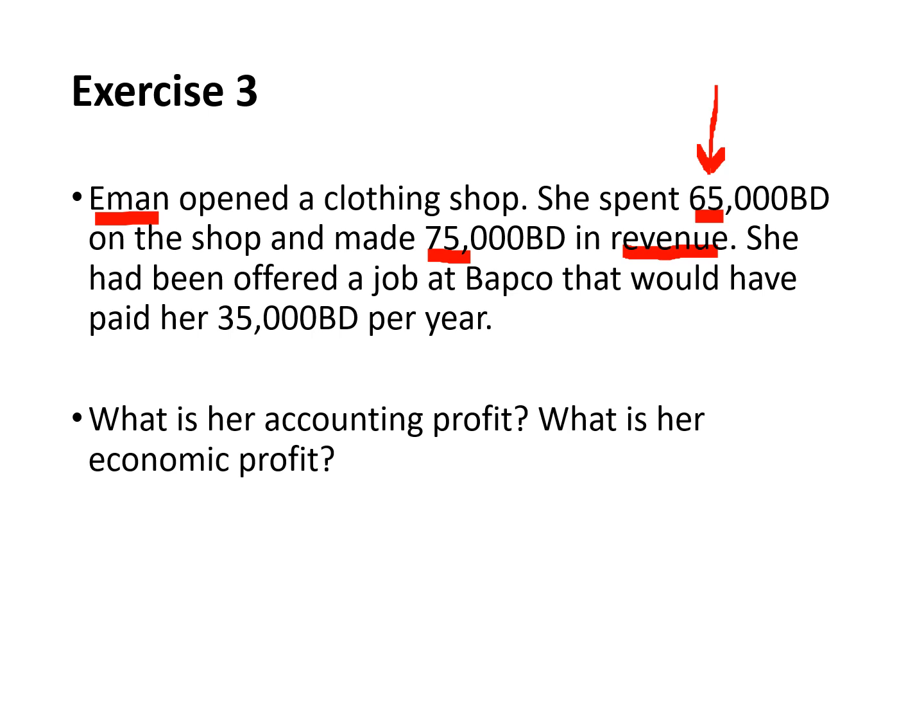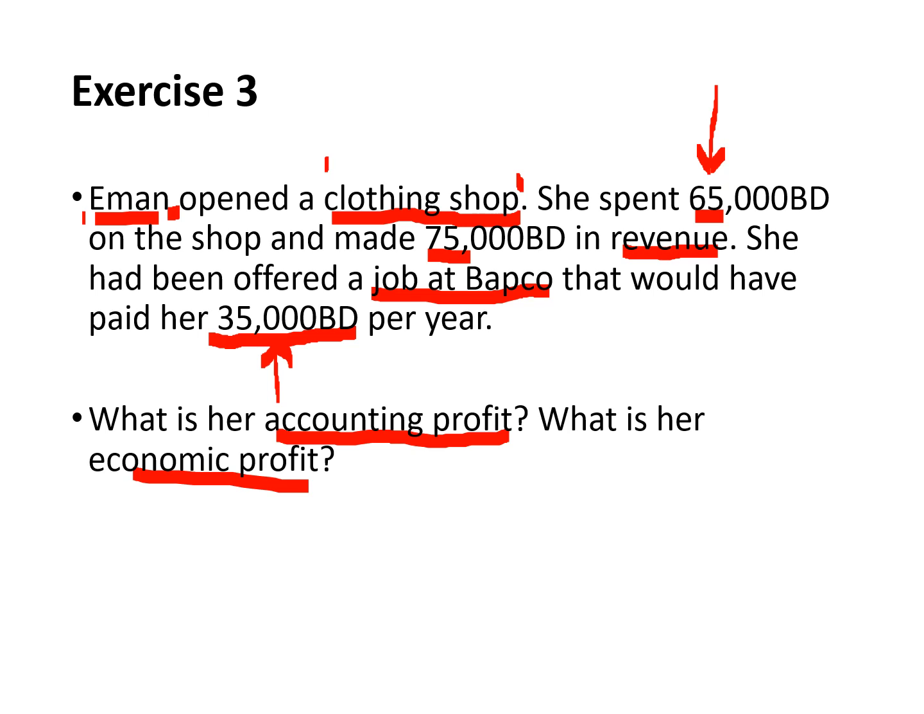She's made a profit. Okay, but Iman is a very talented individual, and she was offered a job at Babco. Okay, and they offered her a salary of 35,000 BD per year. Okay, so this is an opportunity cost, because she wasn't able to take this job and keep her clothing shop open. So she went without this job here. This is what she would have done with her time had she not had to run this clothing shop. Okay, so we'll now be able to calculate Iman's accounting profit and her economic profit.